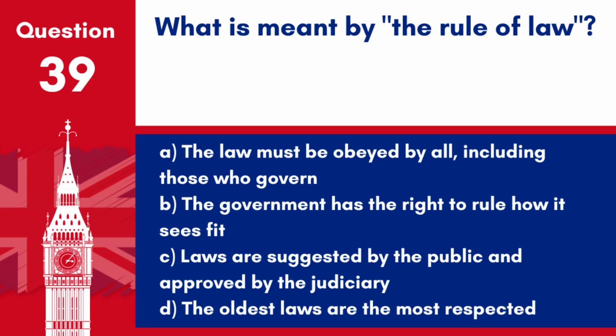Question 39. What is meant by the rule of law? A. The law must be obeyed by all, including those who govern. B. The government has the right to rule how it sees fit. C. Laws are suggested by the public and approved by the judiciary. D. The oldest laws are the most respected.